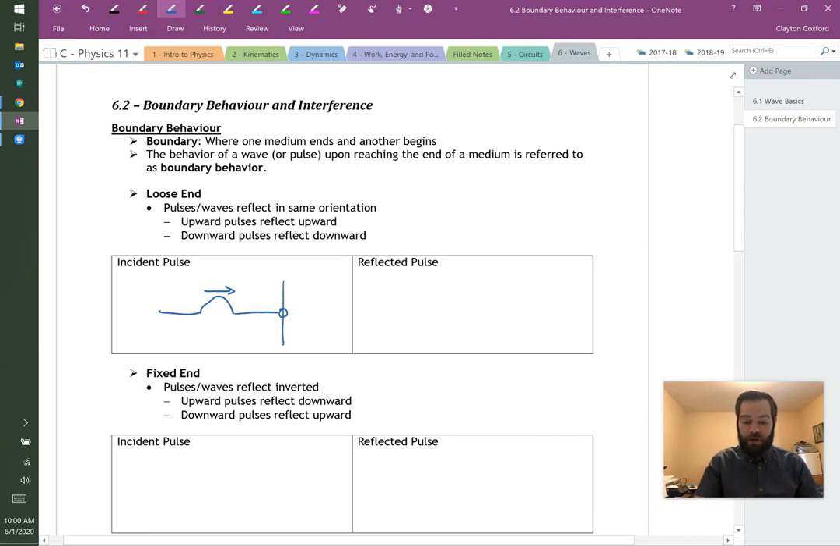And then the reflected pulse, it's going to be in the same orientation. It's going to be the same wavelength, and in this case, even the same amplitude, same wave speed. We'll talk about that shortly, but it's coming back in the opposite direction. Whereas for a fixed end, and a summary for loose end then, if we have an upward pulse, it's going to reflect upwards. If we have a downward pulse or an inverted pulse, it's going to reflect inverted.